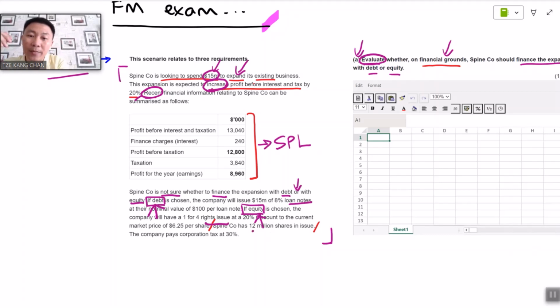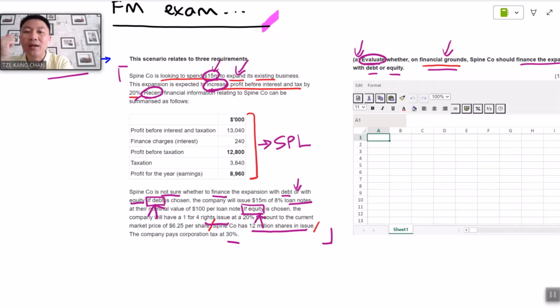Lastly, some information from the statement of financial position, such as the number of shares, and also some general information on the tax rate is given. Spend some time thinking about how to organize this information and fit it into the 4-step approach that I have discussed earlier, to assess purely on financial grounds what you have to do.